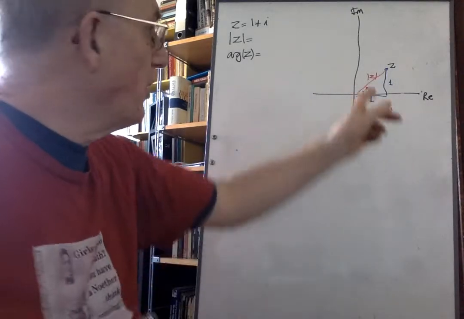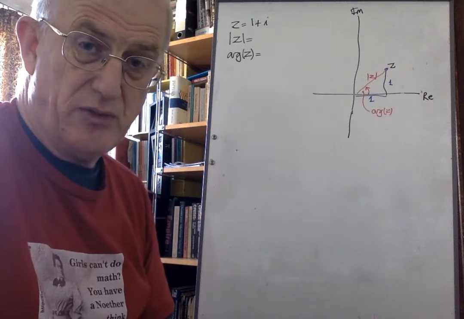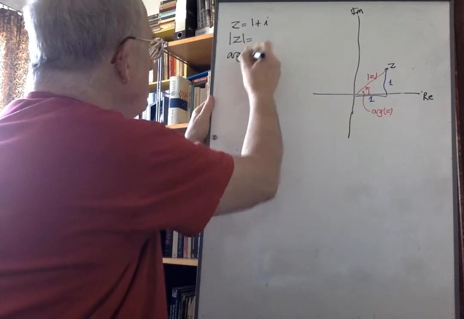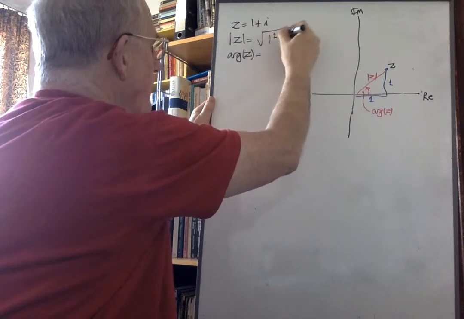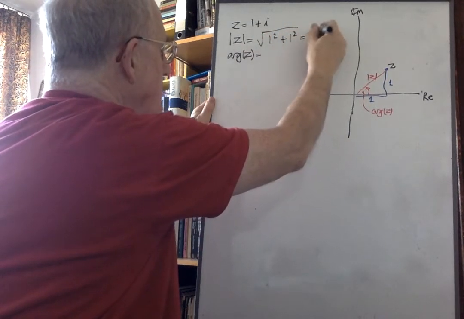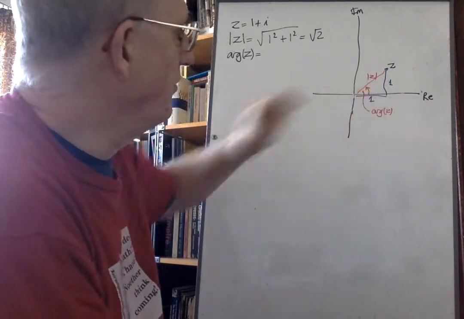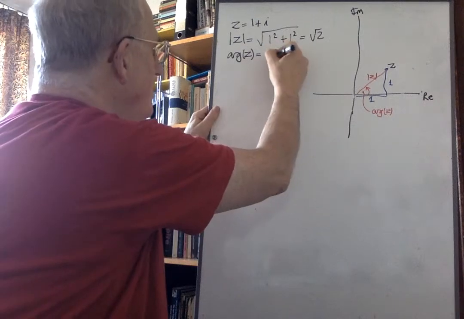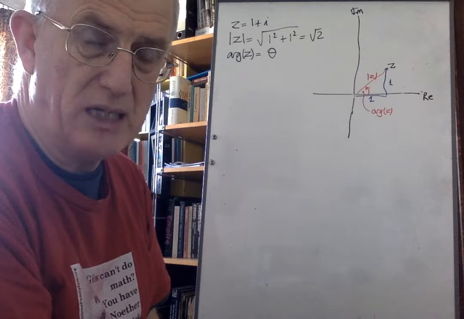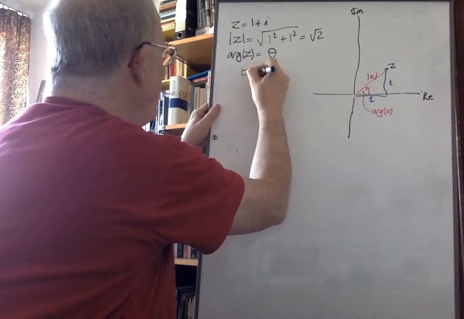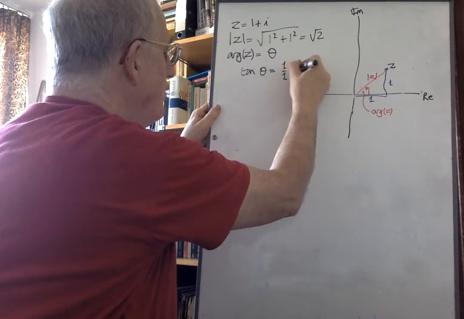Well, you've got a right angle triangle there. So you can use what you know about right angle triangles to find them out. Mod z, you use Pythagoras. You say it's the square root of 1 squared plus 1 squared, which is the square root of 2. Argument of z, opposite over adjacent. So if argument of z is theta, we often use theta to describe angles. Tan of theta is 1 over 1, which is 1.